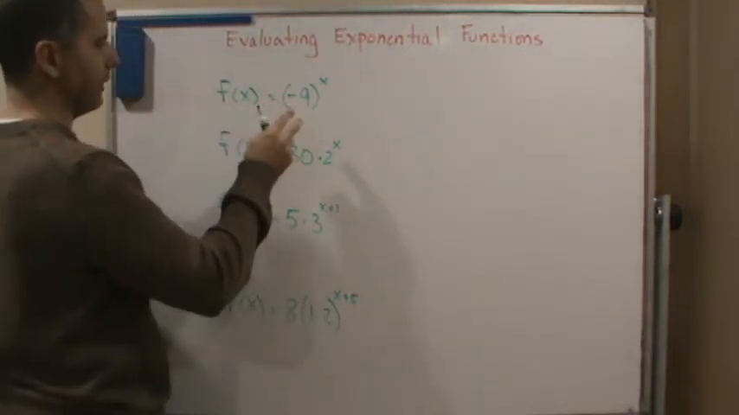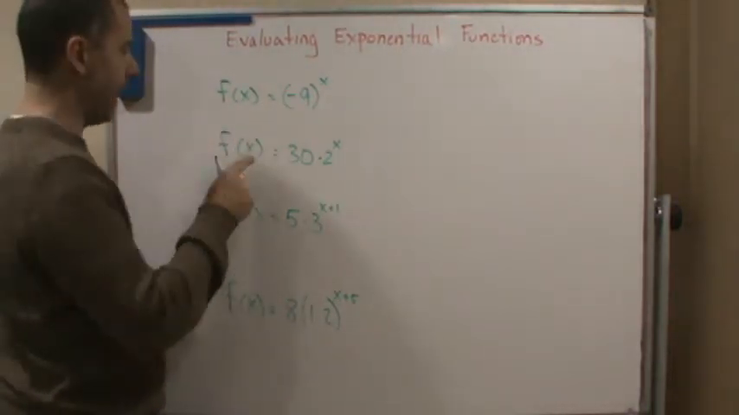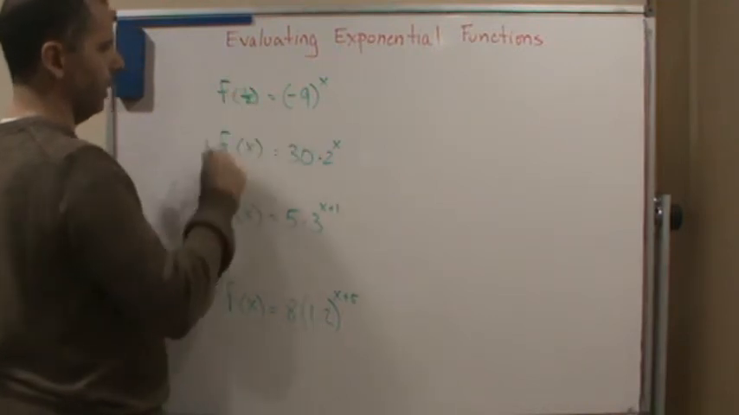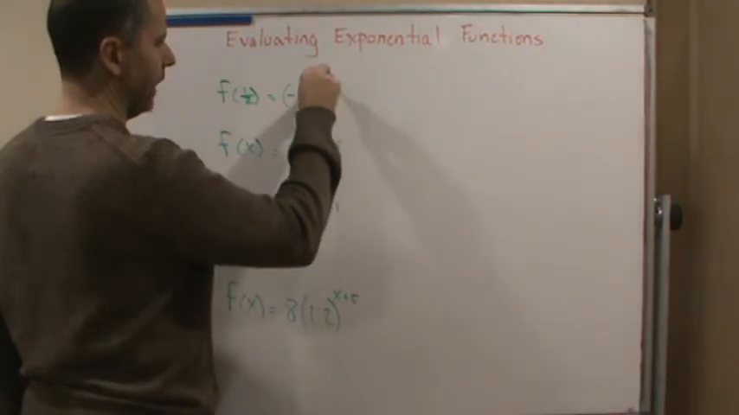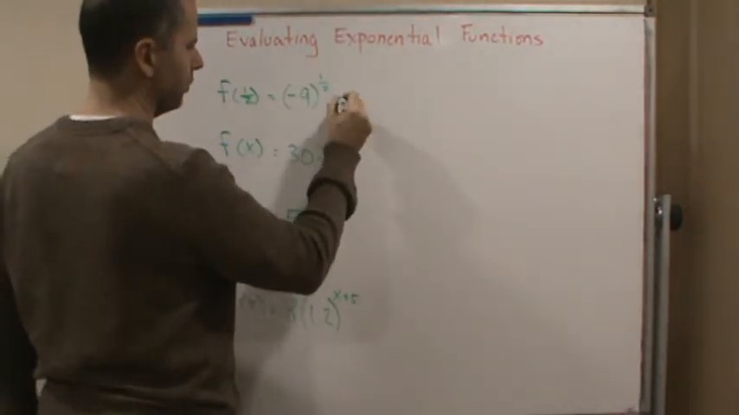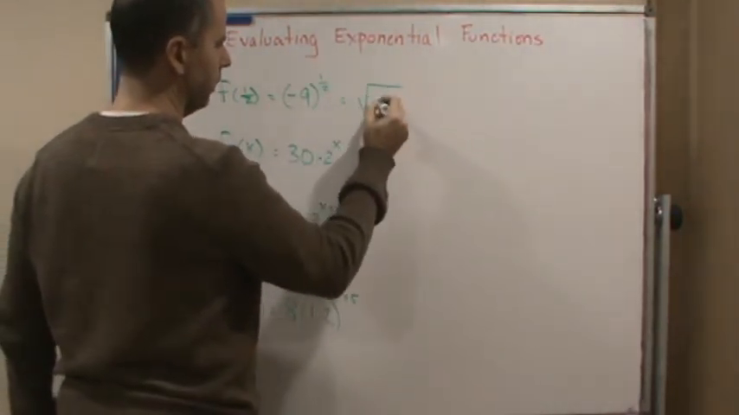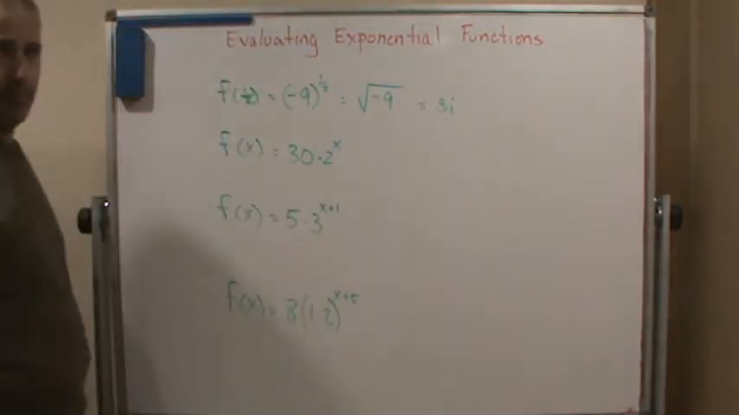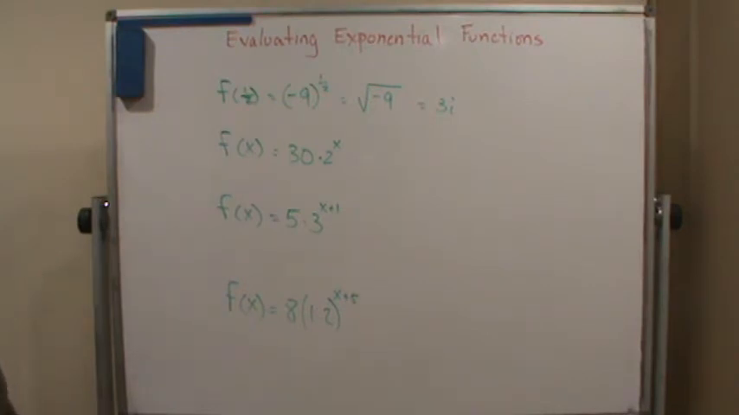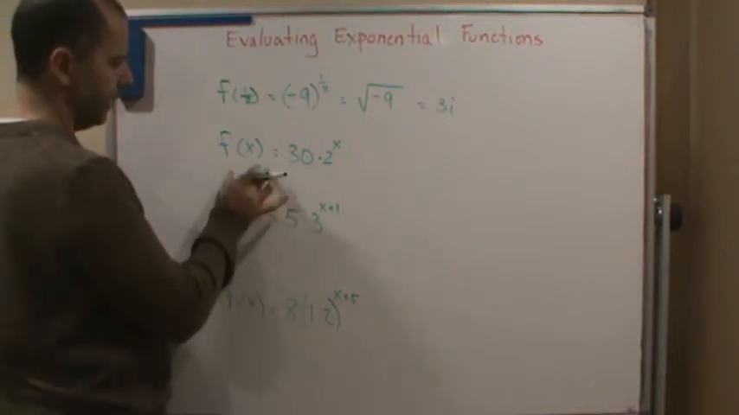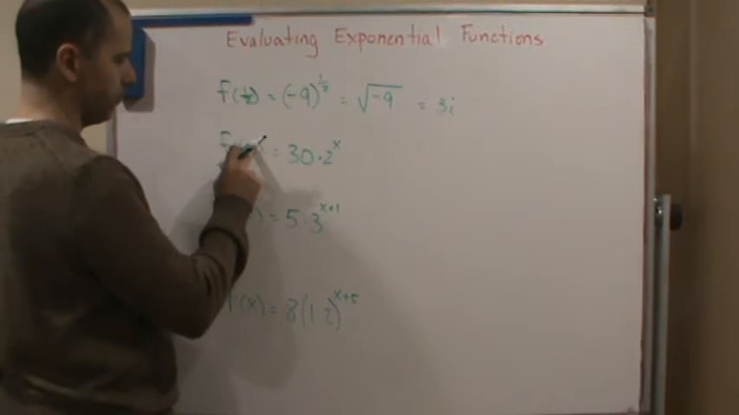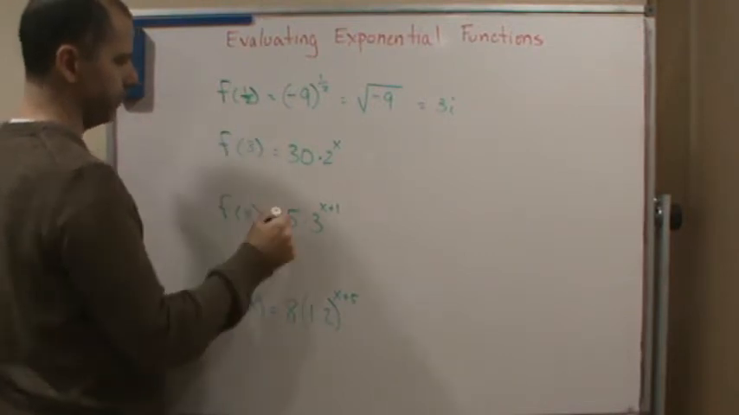So let's evaluate this one at x equals 1/2. If I just plug in 1/2, that means I'm going to have -9 to the 1/2 power, which equals the square root of -9, which we know is 3i, which is an imaginary number. It's not real. Okay? Now, here, let's evaluate this exponential function at x equals 3.